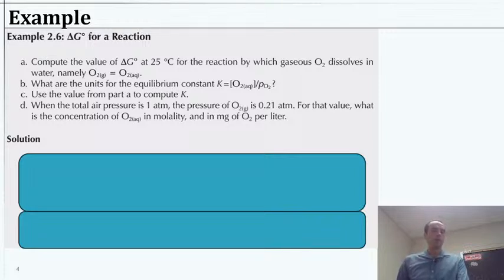Okay, so let's take this to another example here. We want to find the Gibbs free energy, not just the standard potential energy, for a reaction. So the task is first to compute the value of the standard Gibbs free energy at 25 Celsius for the reaction by which gaseous oxygen dissolves in water, namely oxygen gas goes to oxygen aqueous.